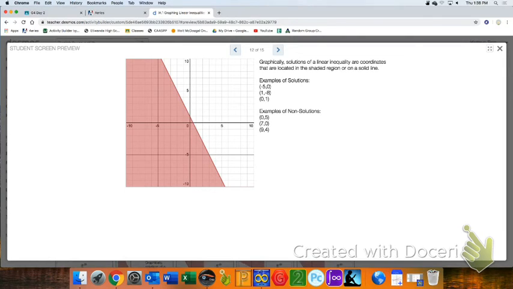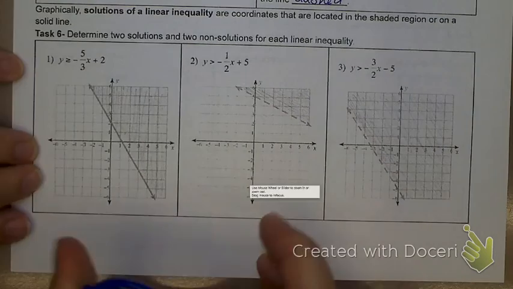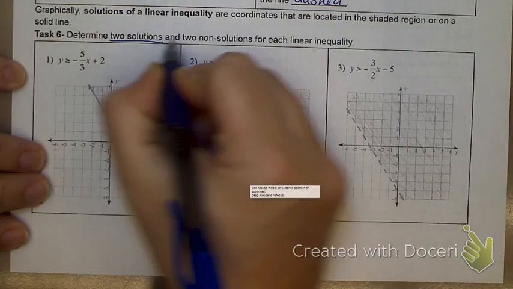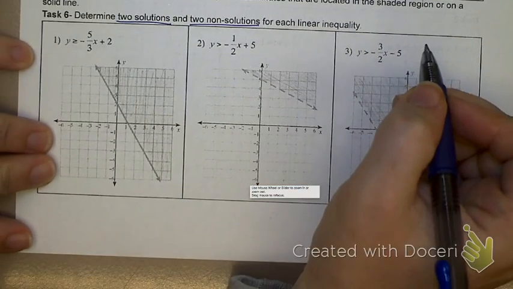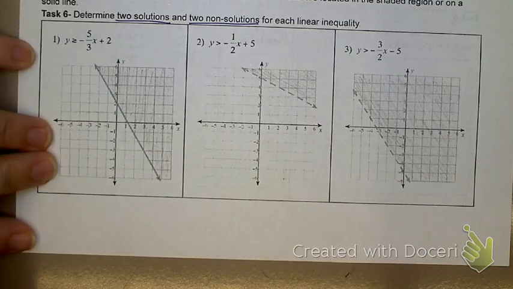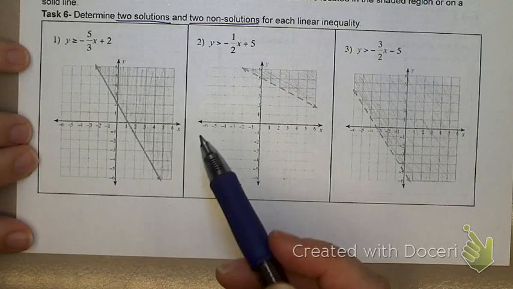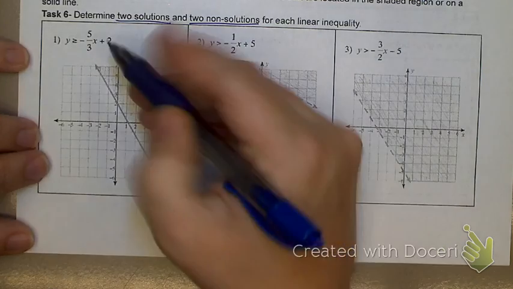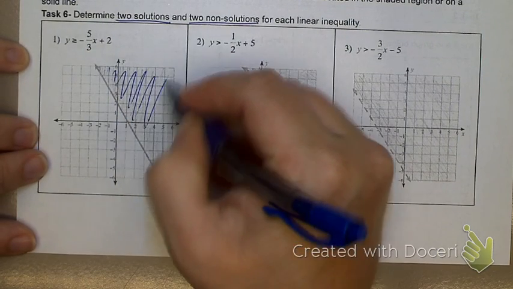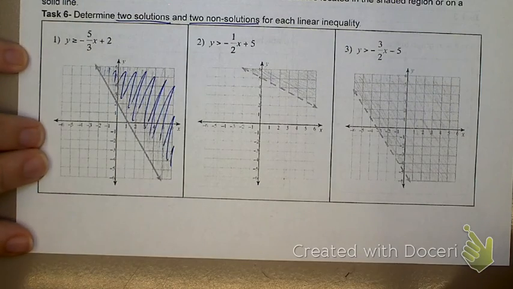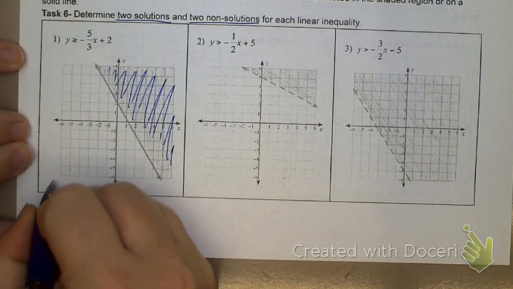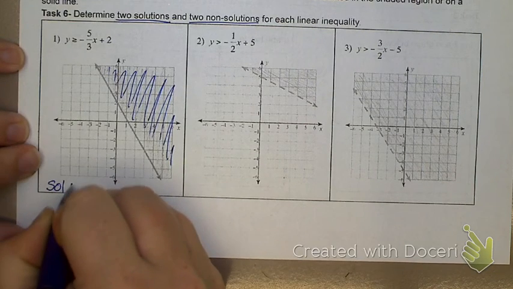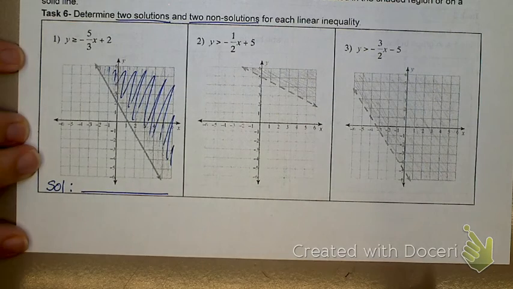So the last 3 slides just describe this, and it says, determine 2 solutions and 2 non-solutions for each linear inequality. Now, I did my best to make the shading show up. I'm hoping you can tell that it's the upper part here that's shaded. Yeah? And we have what kind of a line? A solid line. So, solutions just need to be 2 points that are within the shaded area.